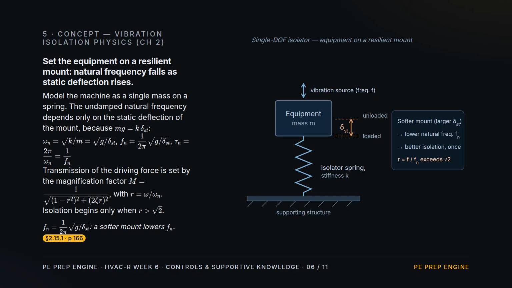Concept: the isolation physics, and it sits in Chapter 2. Model the machine as a single mass on a spring. Because the weight equals the spring stiffness times the static deflection, the natural frequency depends only on that static deflection. A softer, more deflecting mount gives a lower natural frequency. How much force gets transmitted is set by the magnification factor, which depends on the frequency ratio R, the disturbing frequency over the natural frequency. And isolation only begins once R passes root 2.